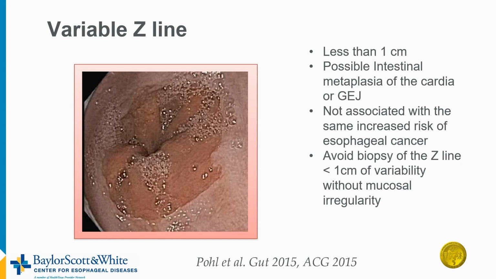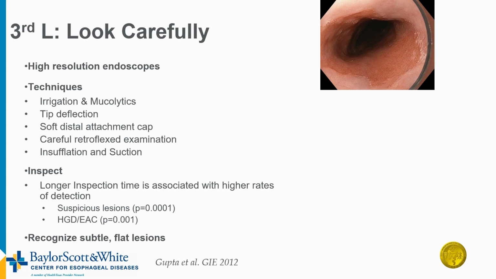There is some controversy as to what happens when we encounter an irregular Z-line. When we see variability of less than 1 centimeter at the squamocolumnar junction and biopsy this, it is possible we might pick up intestinal metaplasia, but these findings may reflect gastric mucosal changes rather than actually Barrett's esophagus, and therefore may not carry the same risk of esophageal cancer. It is recommended that we avoid biopsy of an irregular Z-line with less than 1 centimeter of variability without any evidence of mucosal irregularity. The third L is to look.